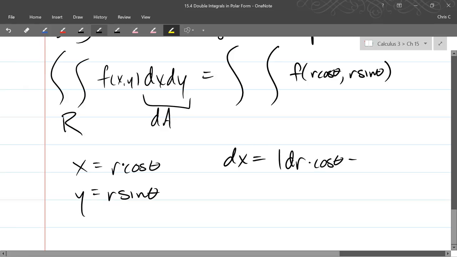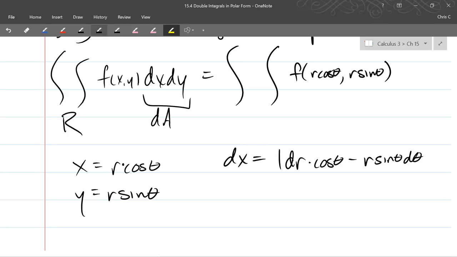Minus r goes to sine theta d theta. That seems right. R dr cos theta sine d theta. That seems good.